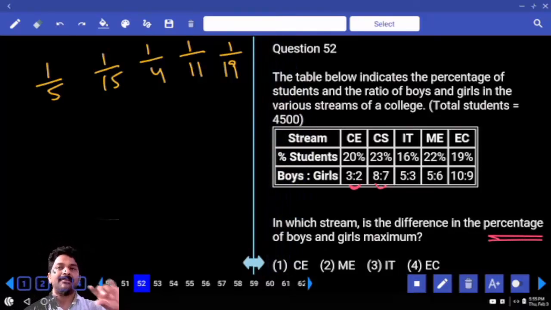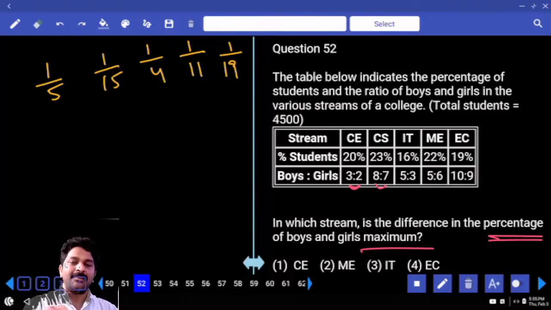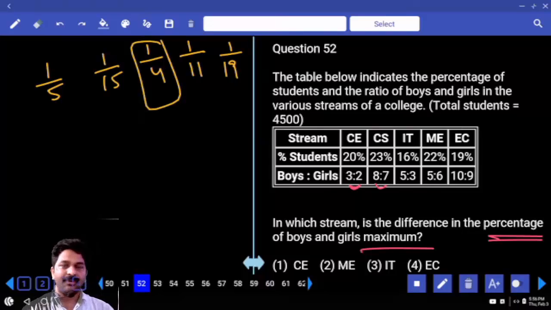Now are we looking for maximum percentage or minimum percentage? Maximum percentage. Maximum percentage in the sense, should the denominator be minimum or maximum? Minimum. All the numerators are the same, 1, 1, 1 everywhere. So if you want maximum percentage, you should have minimum denominator. That is 1 by 4, which is IT, third option is the answer.